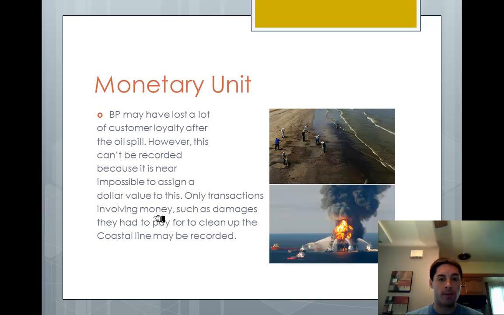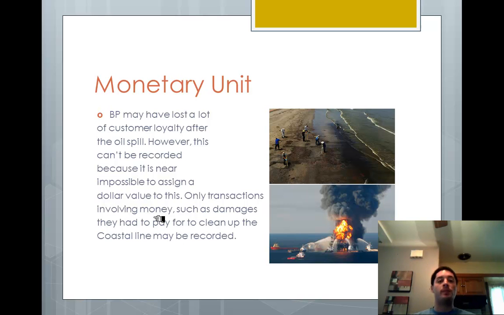BP oil spill. We all heard about it. There are two pictures of it. BP might have lost a lot of customer loyalty because of what they did and all the wildlife that was affected by this and the quality of the water and all that stuff. So there might be a lot of people now that maybe don't use oil from BP. That's bad for BP, correct? But that's not quantifiable. You can't attach a price tag. You might be able to estimate how many customers they lost and how much money that might impact them, but we can't be 100% certain. That's not quantifiable. It doesn't involve money, so it can't be recorded in the financial statements.